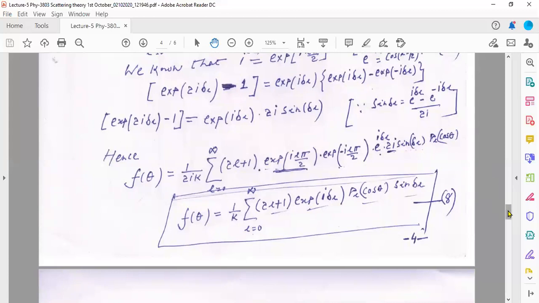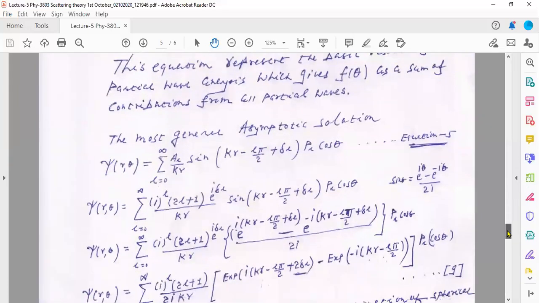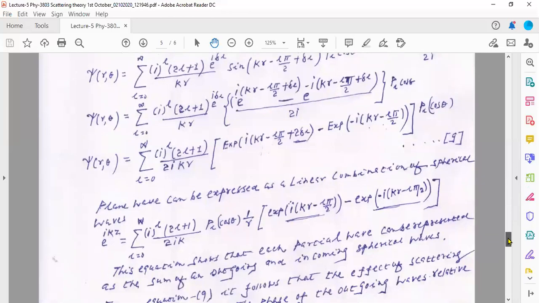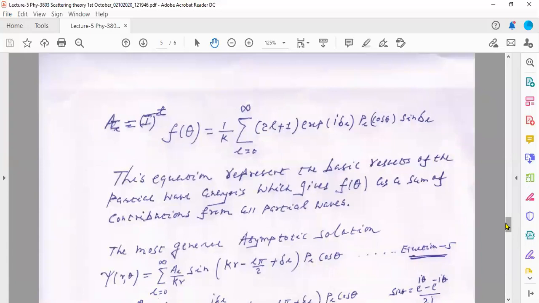And now once you know f theta, let us calculate the expressions for the relations which we will study, and let us find out the most general solutions. So now this is the expression of f theta which we have calculated. This is the scattering amplitude. This equation represents the basic result of the partial wave analysis, which gives f theta as a sum of contributions from all partial waves.